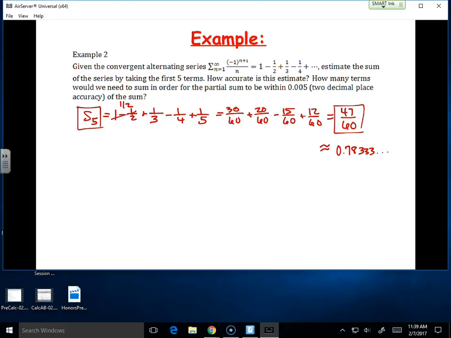How accurate is this estimate? S minus S sub 5 is going to be less than or equal to the next term. If we stopped at the 5th, then it must be the 6th term, right? Who is the 6th term? Negative 1/6, but we don't care about the negative. We just say it's going to be less than 1/6. Does that make sense?